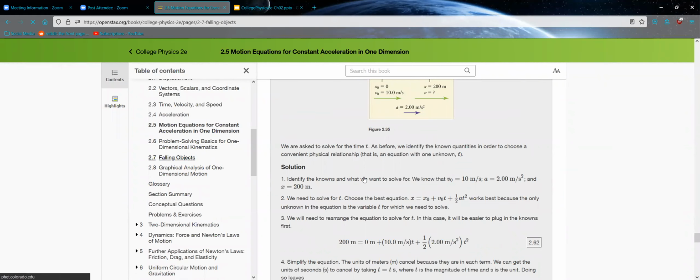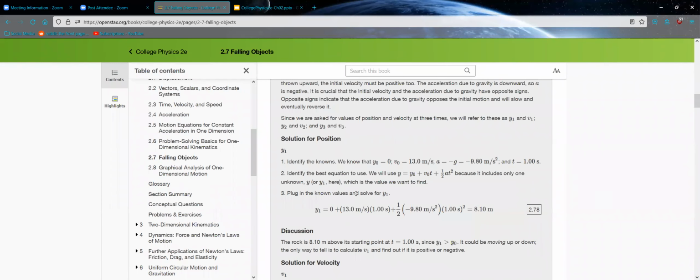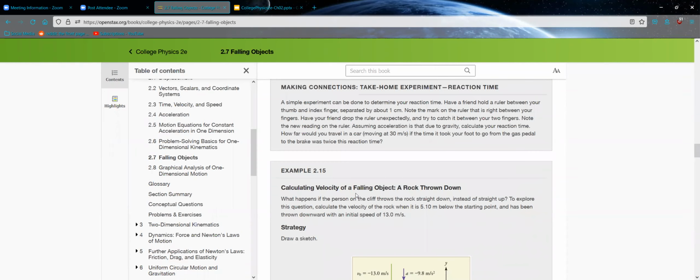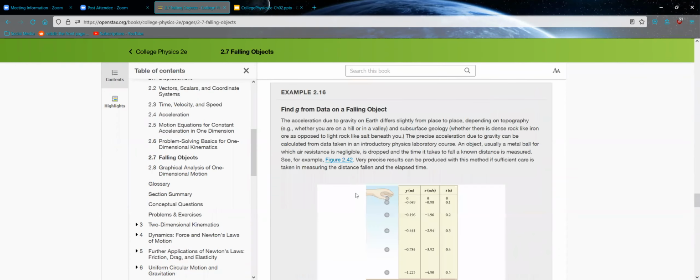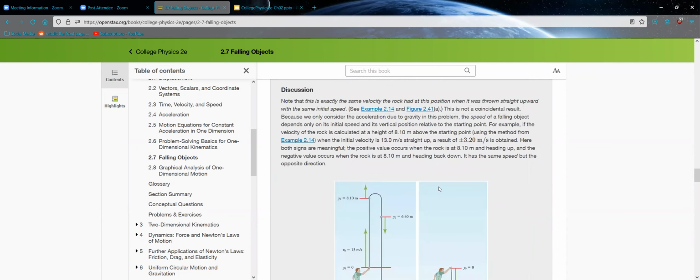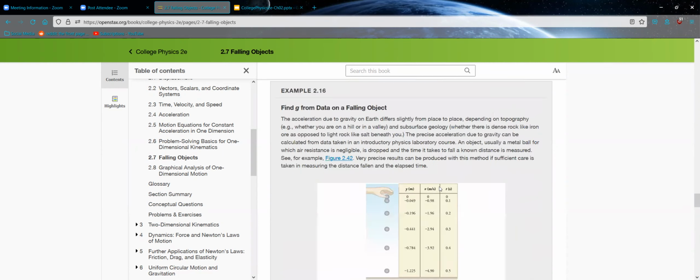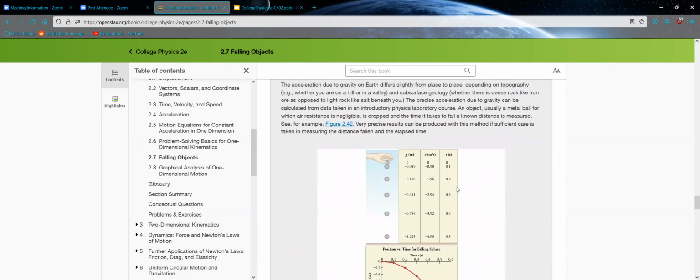Falling objects. There we go. It was 216. So again, if you care about this picture and the math behind it, it's right here. Go to your book, work through it. I'm working through selected questions.